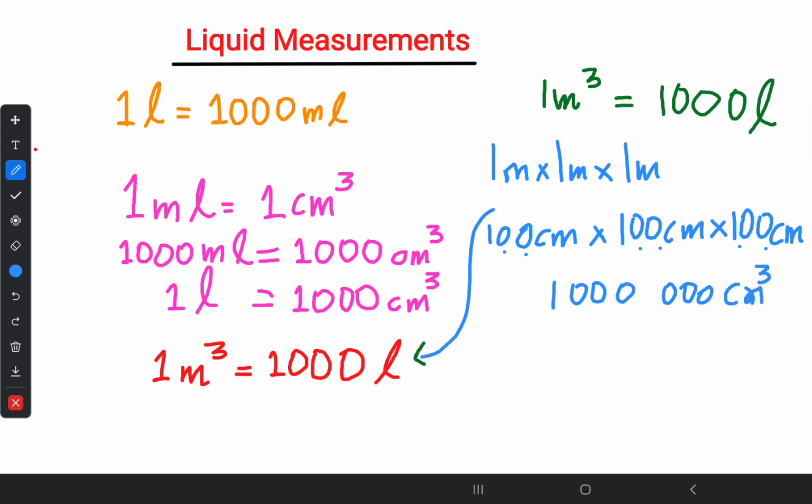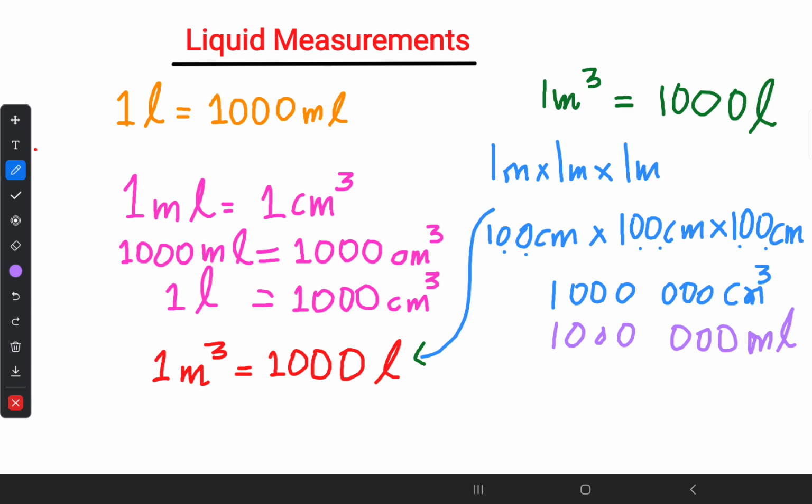Here what I am doing is proving whether this conversion is correct or wrong. 1 meter cube is 1 meter into 1 meter into 1 meter. So 1 meter in centimeters, 100 into 100 into 100, is 1 million cubic centimeters. We know that 1 milliliter equals 1 cubic centimeter. So 1 million cubic centimeters should equal 1 million milliliters. Somehow we came closer to our answer.